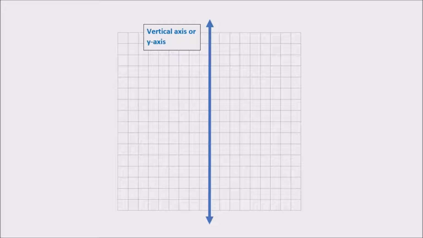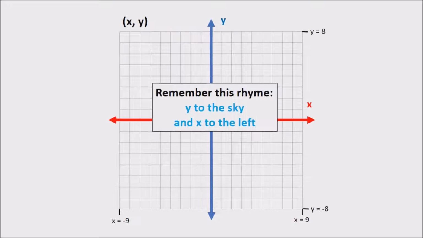The vertical axis or y-axis runs up and down. Now, to remember this, I like to think of the rhyme: y to the sky and x to the left. So y is going to the sky, going up and down, and x is going left and right. So remember the rhyme, y to the sky and x to the left.